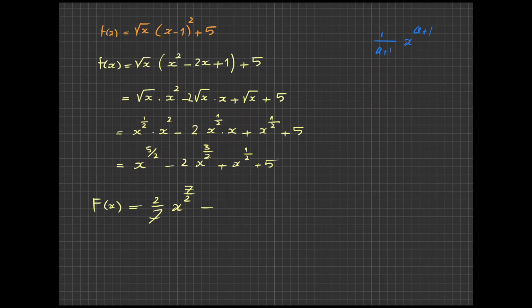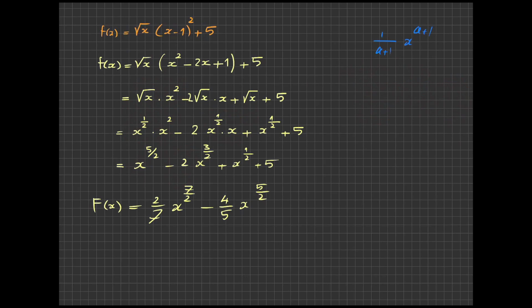So remember, there is an extra minus 2 here. You have to consider that one. But this is 1 over 3 over 2 plus 1, which is 1 over 5 over 2, which is 2 over 5. But there is a minus 2 here. Multiplying them, it becomes minus 4 over 5, x to the power of 5 over 2.